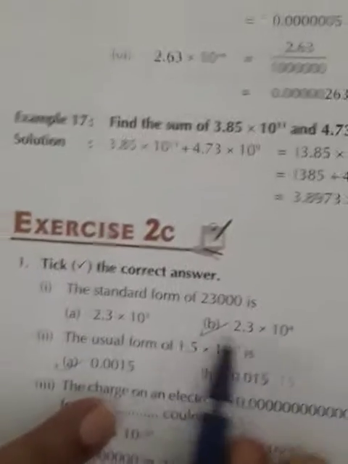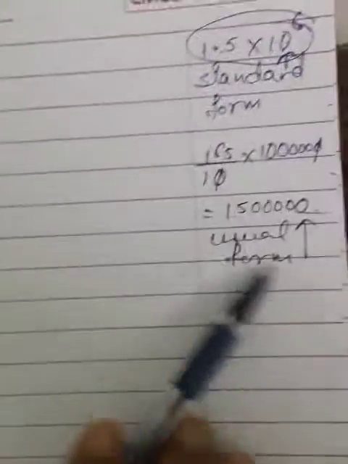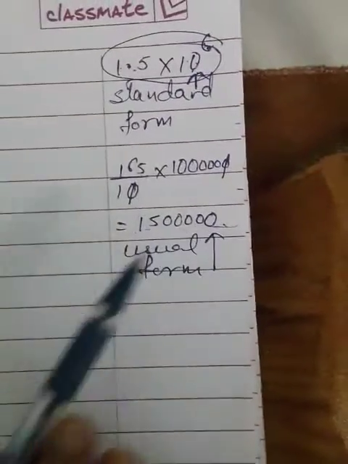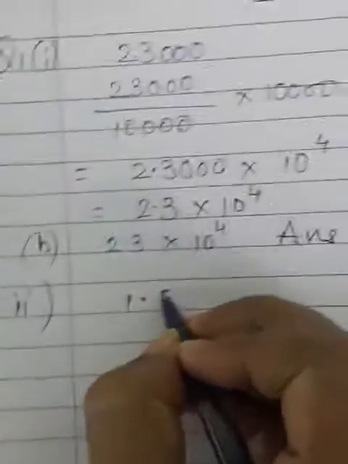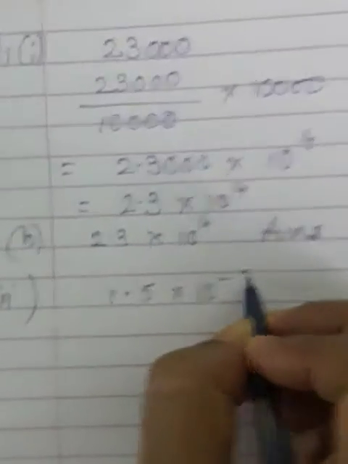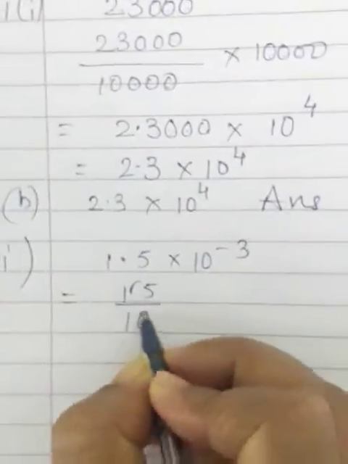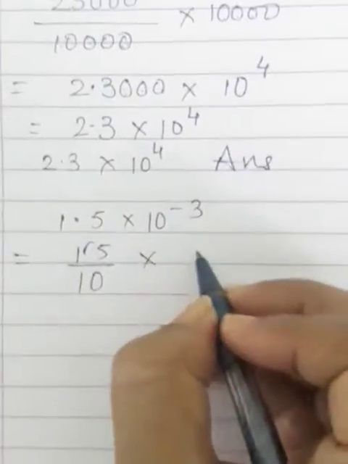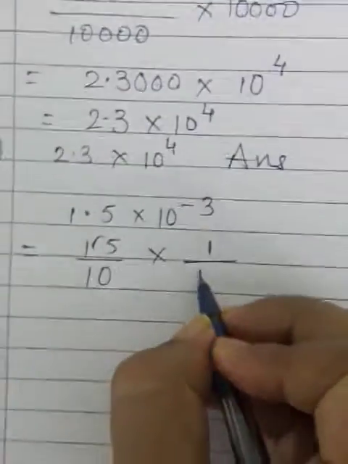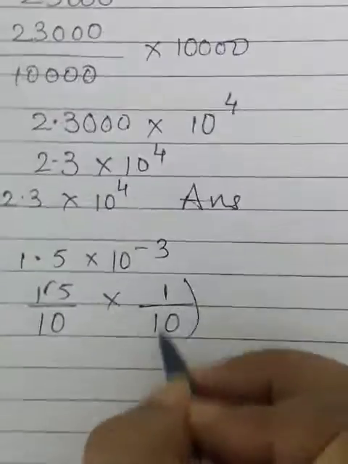Second part, the usual form of this. Usual form is explained fully like this one. Whole thing you have to explain nicely. So let us find the usual form of this number. Solve it. 1.5 will mean remove this decimal and we get 10 here. To make the negative power positive, we will take the reciprocal. Reciprocal of 10 is 1 by 10. Last time I taught you this.